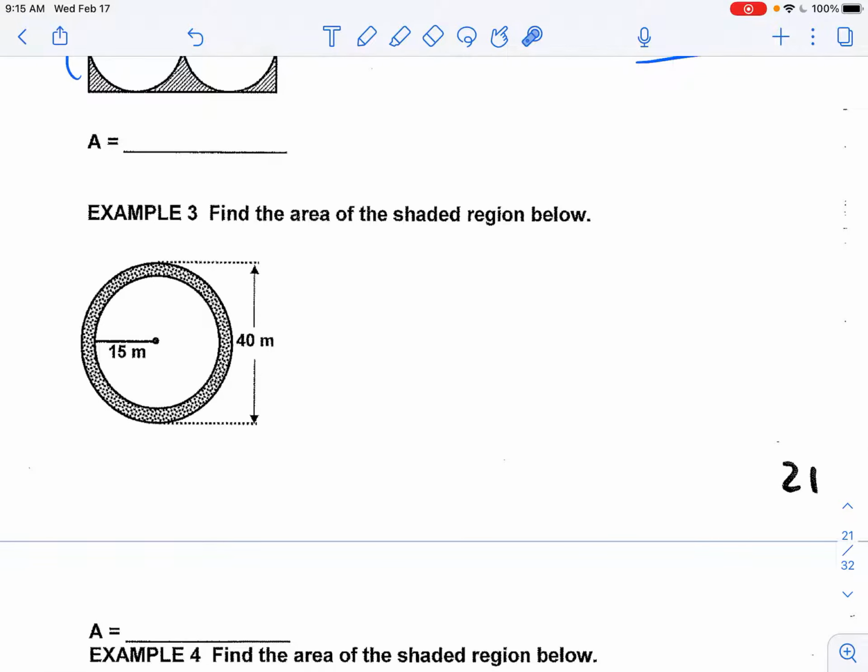In example 3, it says find the area of the shaded region below. We want to find just this little piece right here, and that's going to be the difference between this large circle and the small circle. So that's our plan: area of the large minus area of the small will give us the shaded.